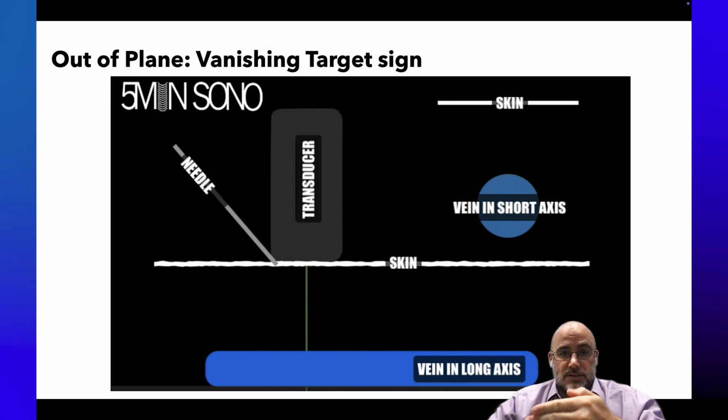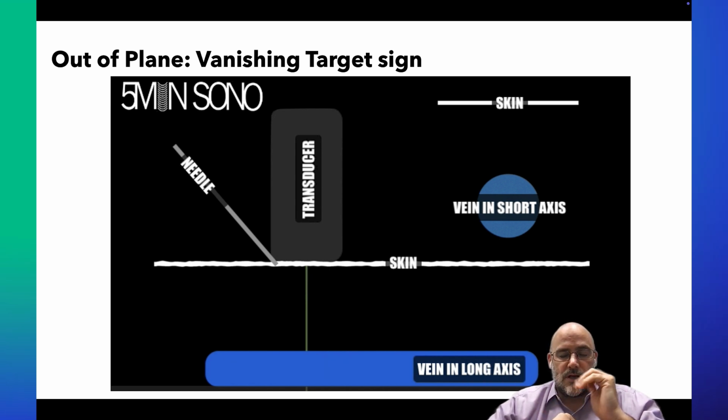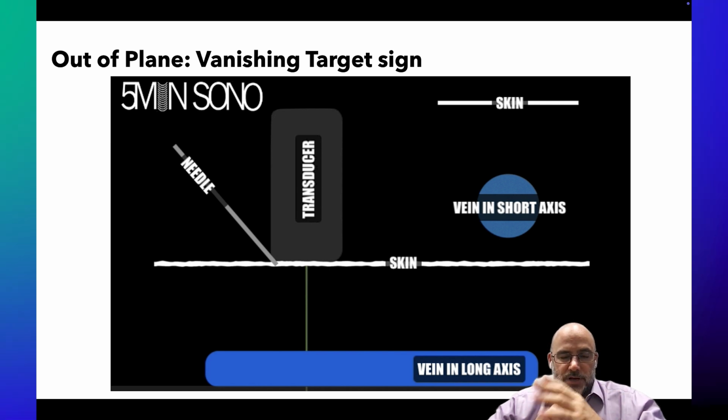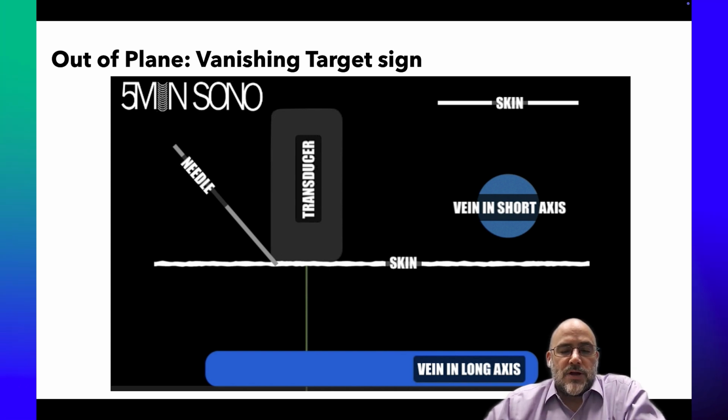So in short axis, the transducer is going to look at the vein and see a circle. It's going to look at the shaft of the needle and see a little dot, and that's what we'll see in short axis. In long axis, we'll see sort of everything coming together. What we want to do is what's called the inchworm technique, or also Wayne Gretzky was famous for saying skate to where the puck is going to be.